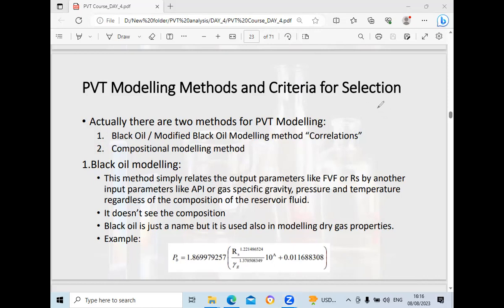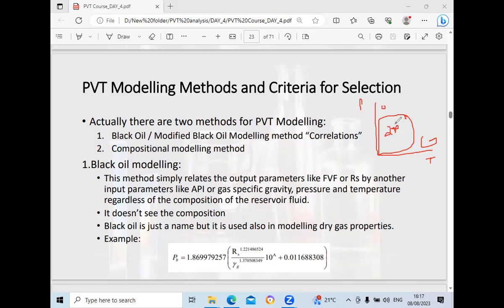So this is our PT curve. We have our two-phase envelope there. That's our critical point there. Above here, we have oil only. Here we have two-phase, oil and gas. And then here we have gas.